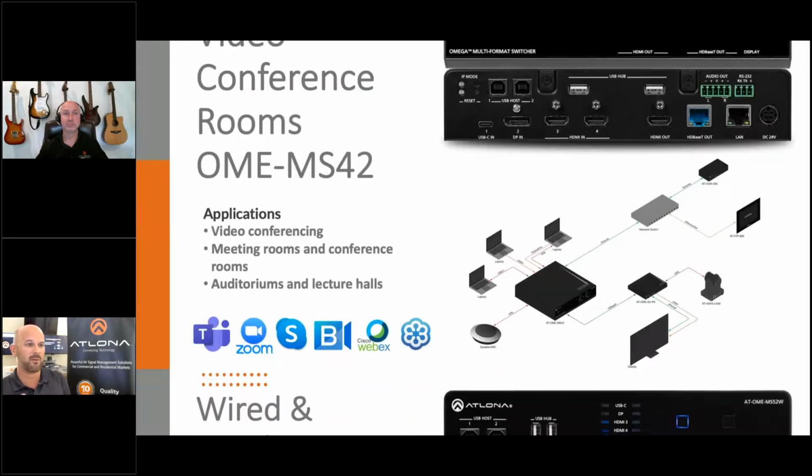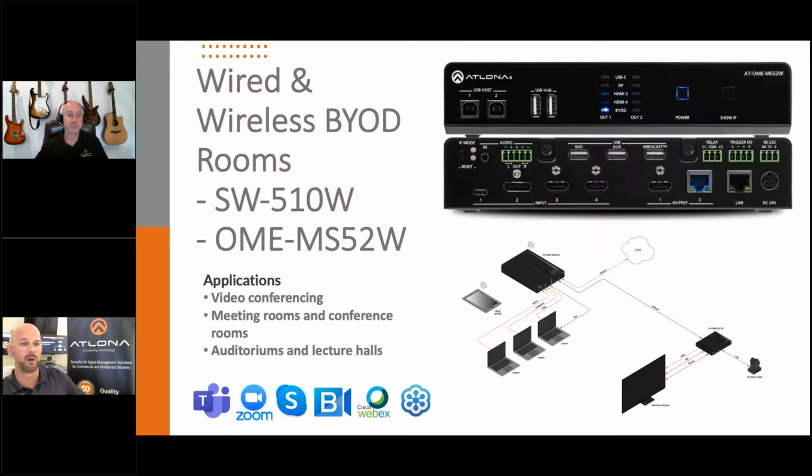A second example would be wired or wireless BYOD rooms. This can be done with the SW510W, which we've had out for quite a while, or the new Omega MS52W. The MS52W is also a wireless AV gateway and a matrix switcher, and it delivers complete yet simplified AV system integration for collaborative meeting spaces and video conferencing applications with built-in USB switching. It's a perfect touchless solution, also with automatic display control, automatic input selection, and occupancy triggers built in, and it pairs perfectly with the Velocity control solution that we just saw as well.